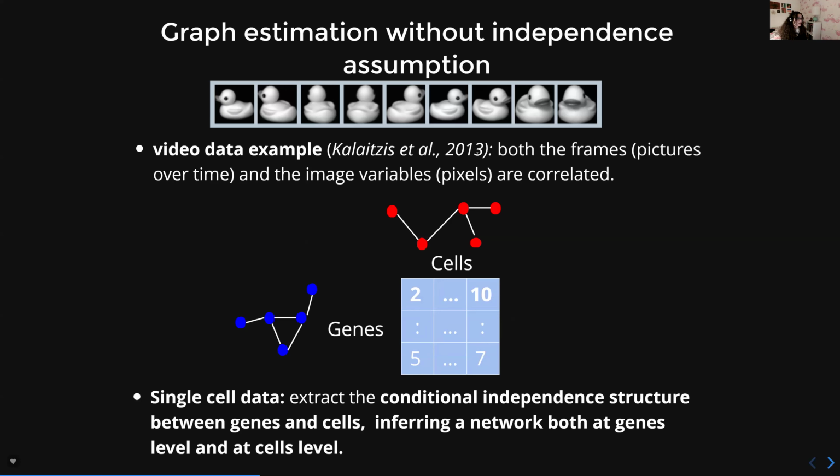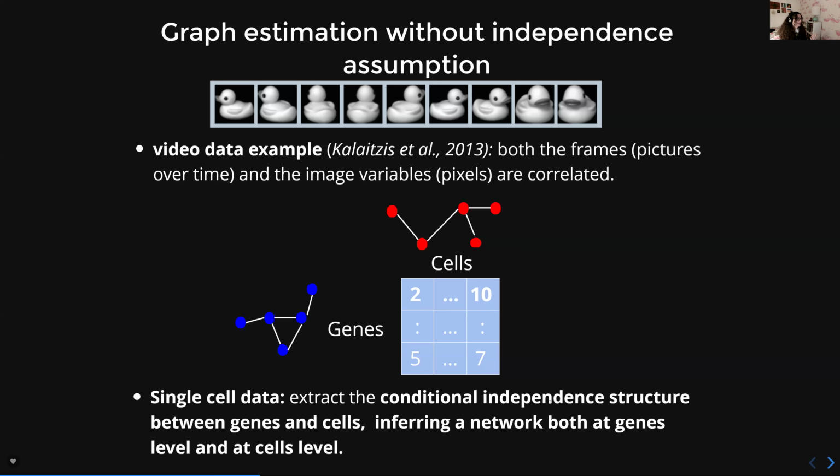The first attempt, as far as I know, was from Kalaitzis et al. in 2013, where the kind of problem they managed to address is, for example, a rotating image. You can imagine that this is always the same dot that is rotating. One dimension is the frames and one dimension is the pixels of the image. Or you can have genes and cells, as I was saying before. So we want to extract the conditional independence between genes and cells, for example.